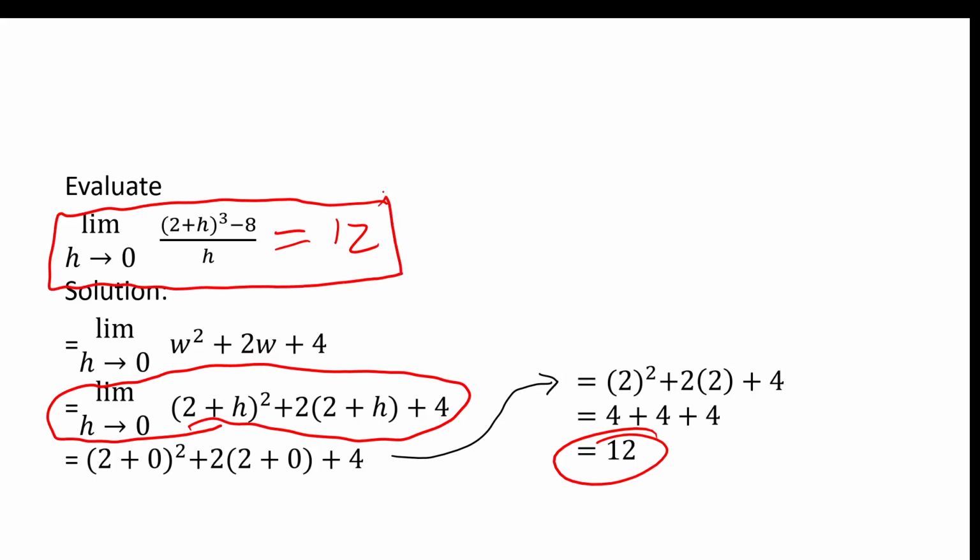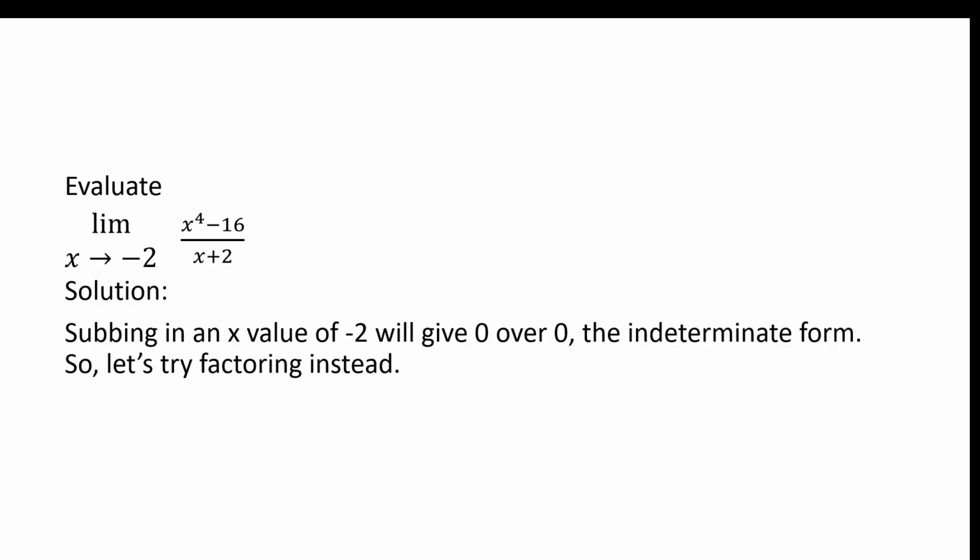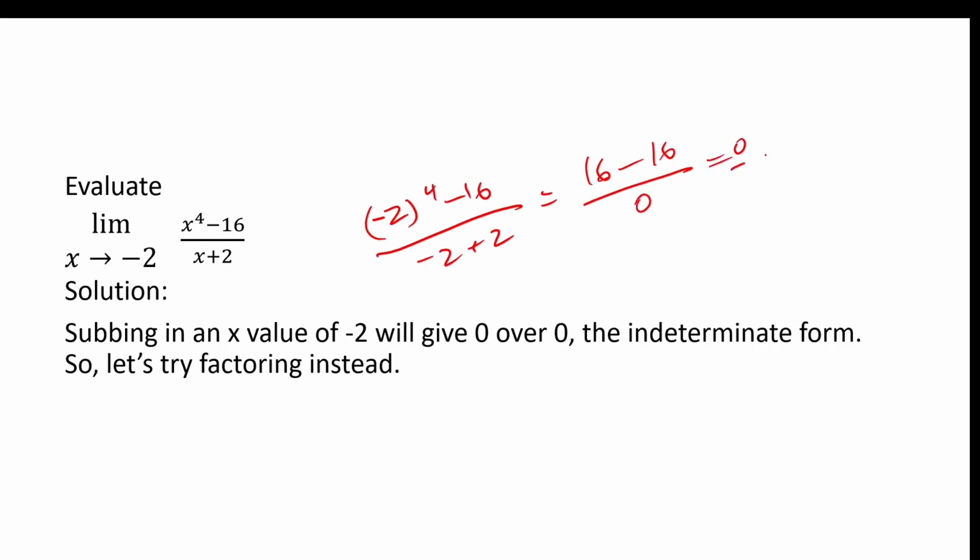Now, what if we have the limit as x goes to negative 2 of (x to the 4 minus 16) over (x plus 2)? This is another situation where we're just going to have a hole, and we're going to come up with the y-coordinate of that hole, believe it or not. So subbing in an x value of negative 2 gives 0 over 0, because (negative 2) to the 4 minus 16 over negative 2 plus 2 is 16 minus 16 over negative 2 plus 2, which is 0. We get 0 over 0.